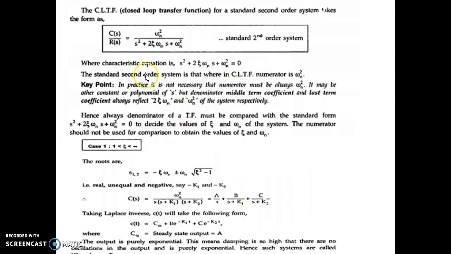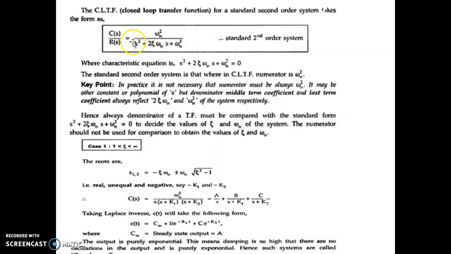So let us discuss the next concept, that is the transfer function for a closed loop system. Here we will consider the general transfer function for a second order system. That can be given by C of S divided by R of S, which is equal to omega n square divided by S square plus 2 zeta omega n S plus omega n square. This is the denominator polynomial.